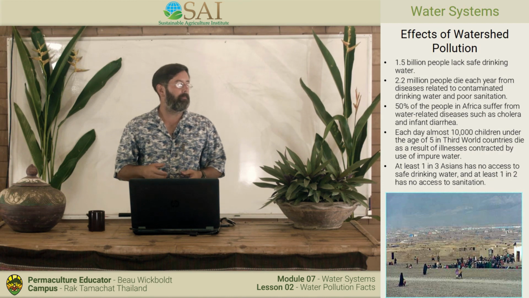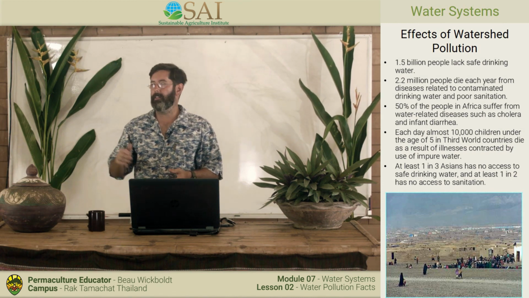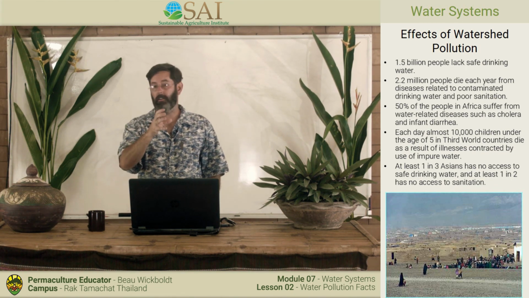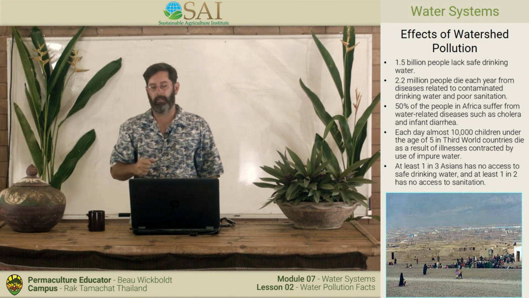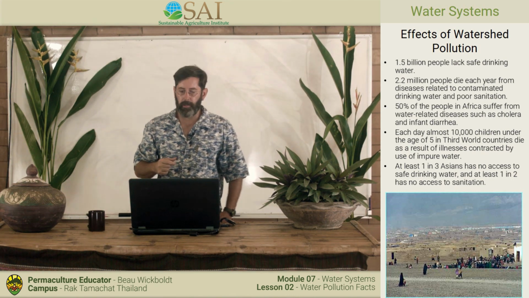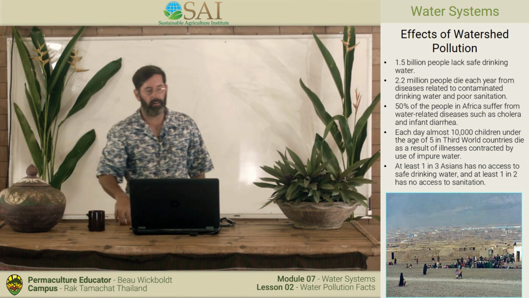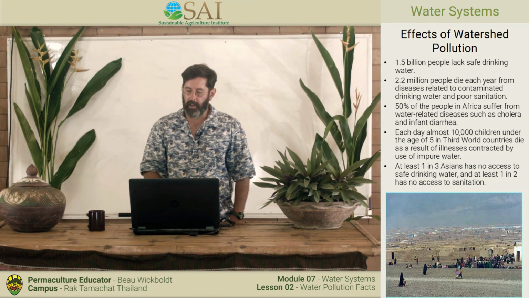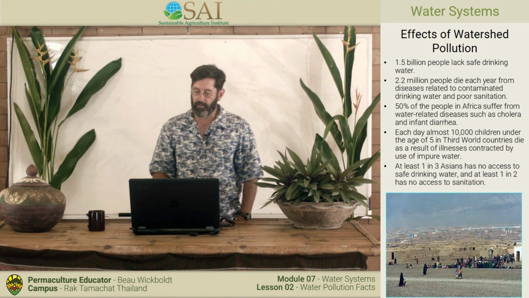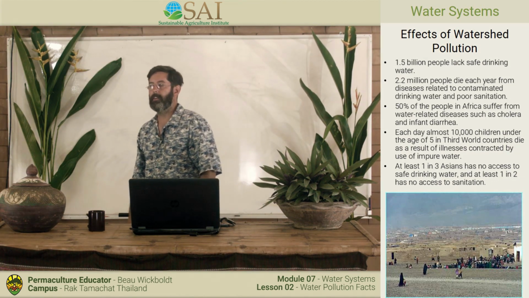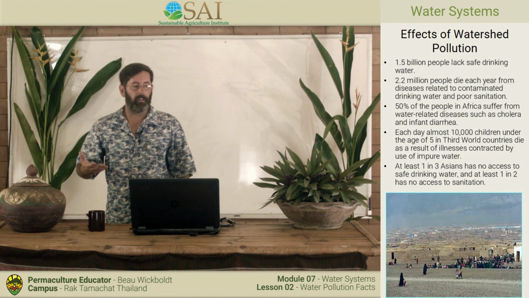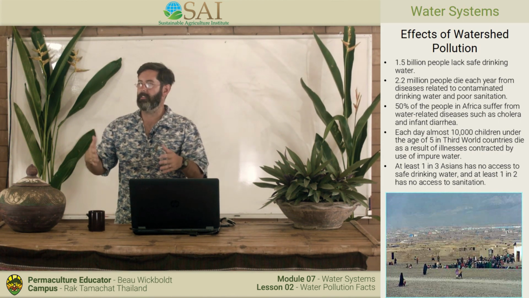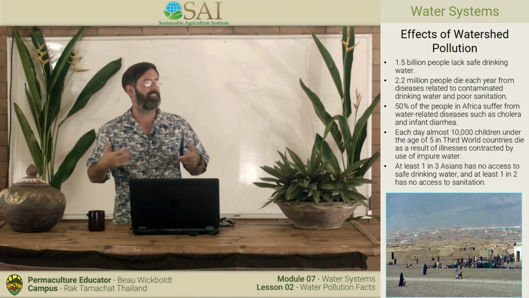So 1.5 billion people are estimated to lack safe drinking water, which means on a daily basis, they have to drink water that's contaminated, because they will die. 2.2 million people die each year from diseases related to drinking contaminated water. And 50% of the people in Africa suffer from water-related diseases such as cholera or infant diarrhea. So one of the basic levels that we can help people when we go to these water-prone situations is how to create better sanitary conditions.